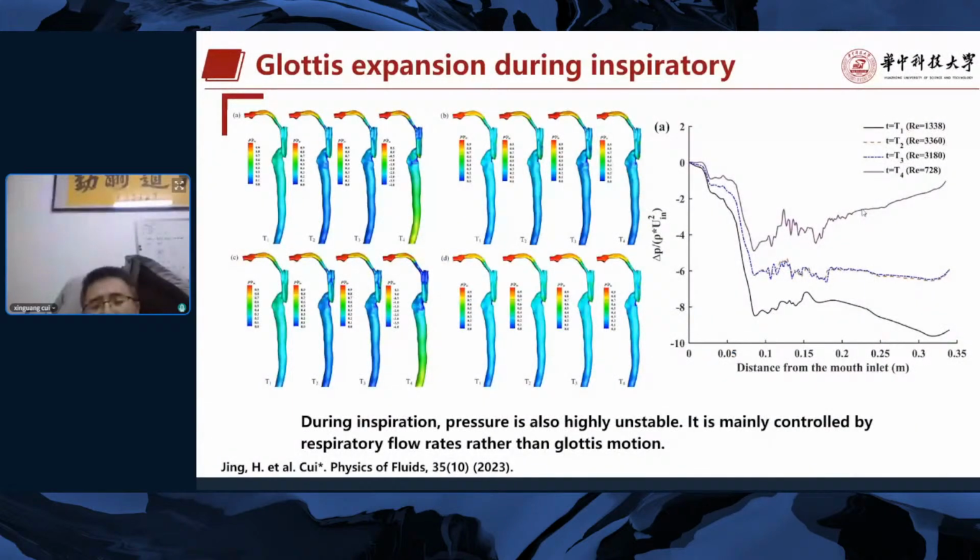Then the flow in the upper airway is governed by three things. One is the inspiration flow profile. Another one is the geometry structure. For example, it has this kind of profile because of the complex geometry structure. And the third one is the glottis motion. But the glottis motion is not as important as the other factors.